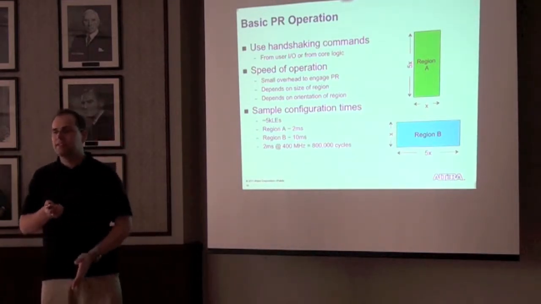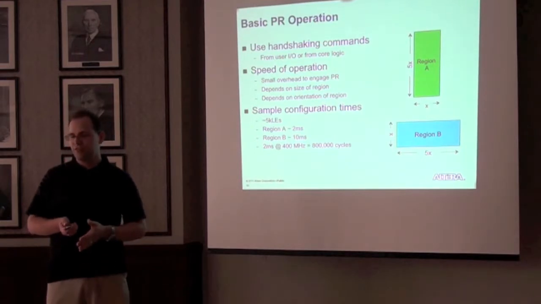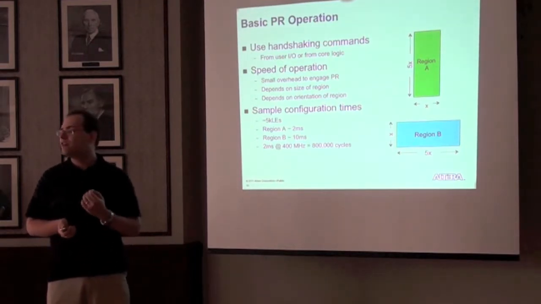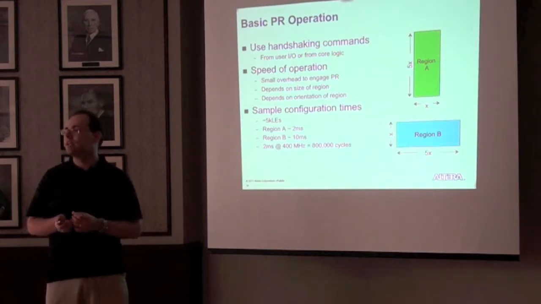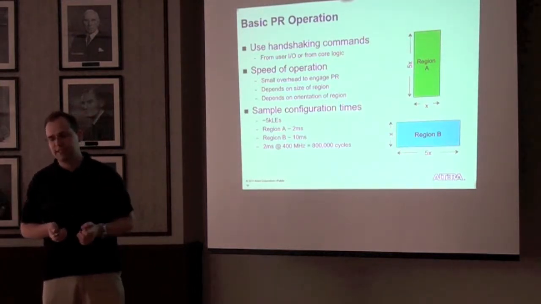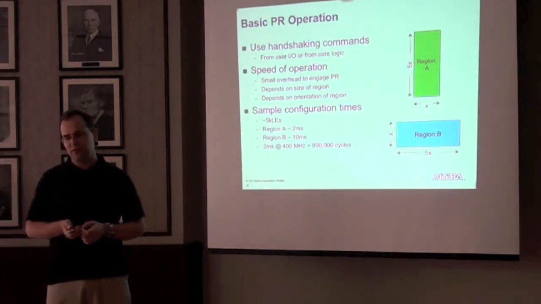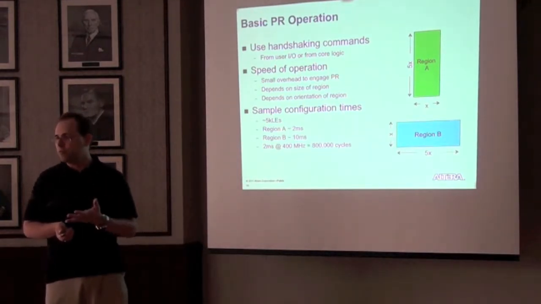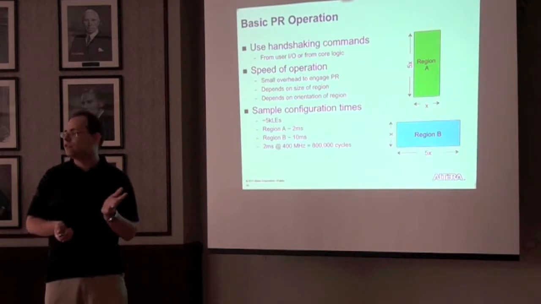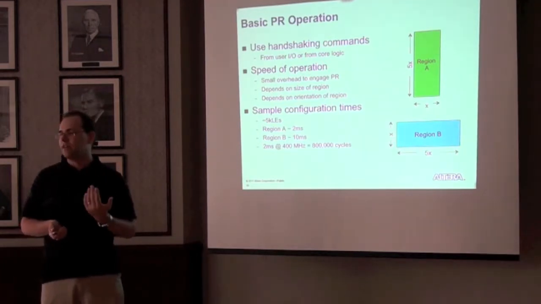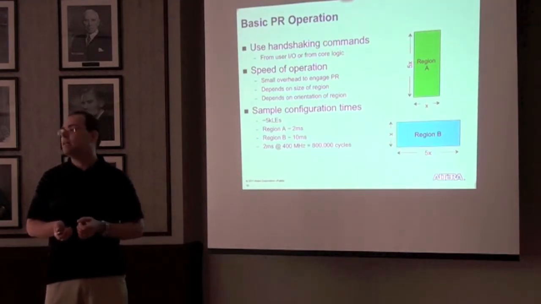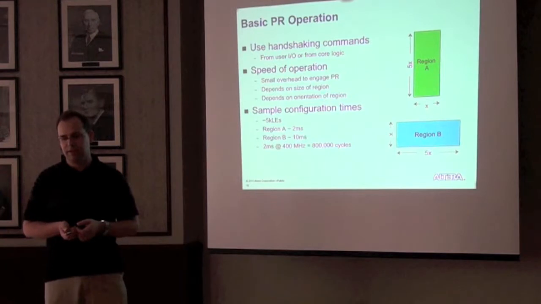So in this case, because the chip is oriented in frames, a tall, thin region can be configured or reconfigured more quickly than a large, fat region. In this case, A is reconfigured 5 times faster than region B. Just to give you a rough ballpark, this is within a factor of 2 or 3. These regions represent around 5 to 10,000 LEs, and region A can be reconfigured in 2 milliseconds, and region B can be reconfigured in 10 milliseconds.